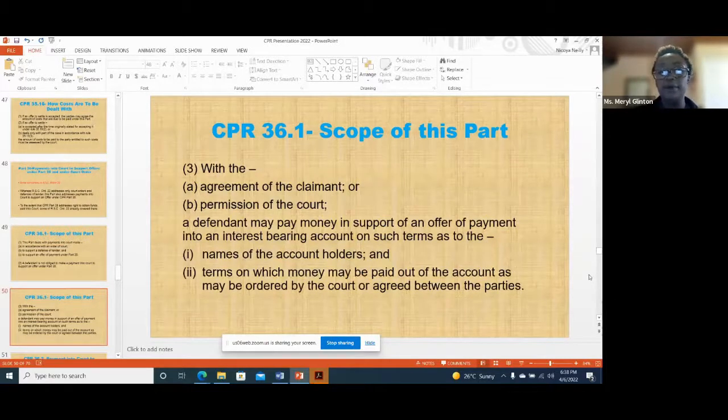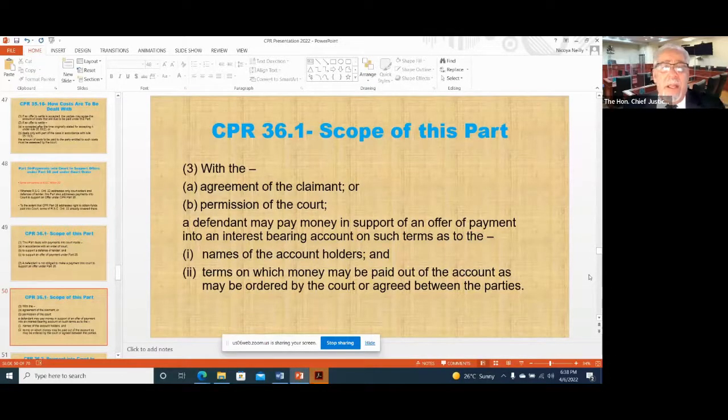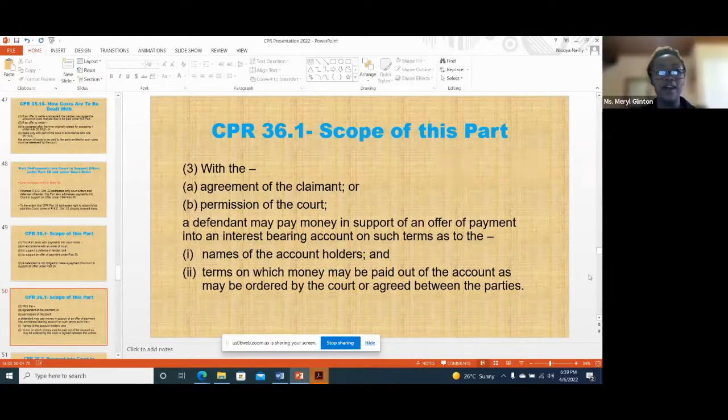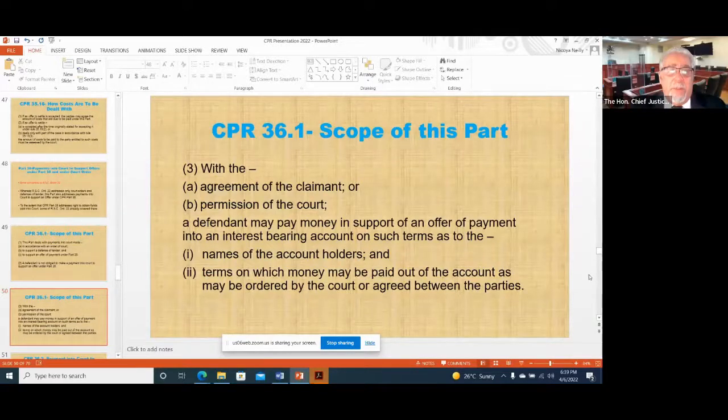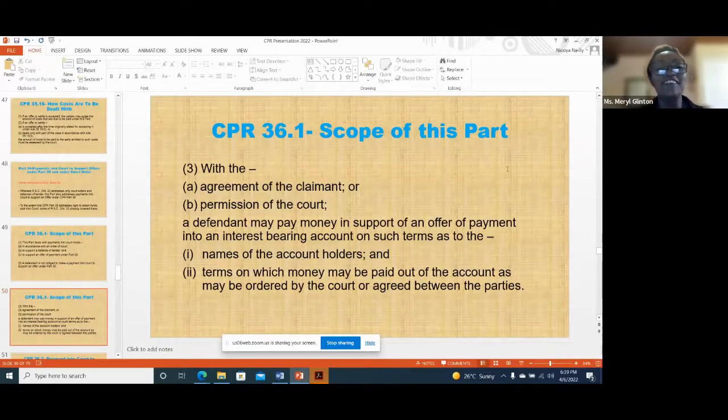Now, this is a permissive section. Ms. Clinton, I'm sorry to interrupt, but I did just want to add this point, if I may. We all know paying money into court is not a viable commercial proposition, because when you get it out of court, you actually pay interest as opposed to getting interest. So you might just want to mention subpara 36.1 subpara 3, if you don't mind. Yes, I think that's what I'm dealing with right now. Oh, okay, I'm sorry, I preempted you. My apologies. Yes, that's exactly what I was going into, because I think this is important.